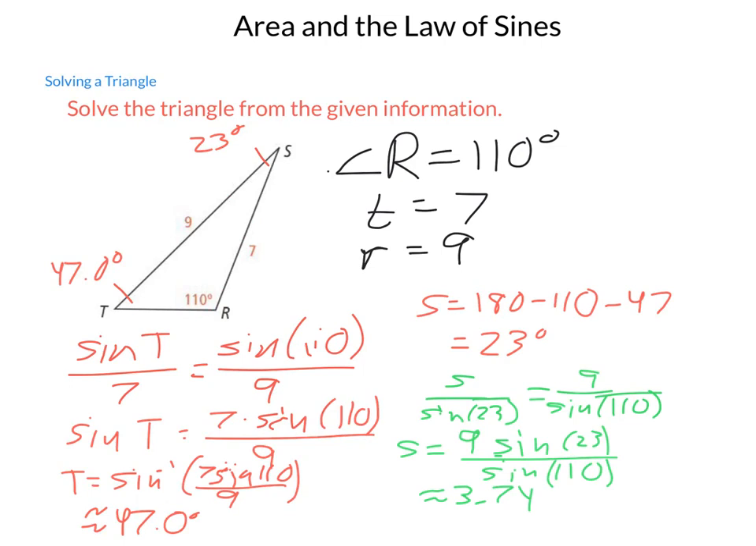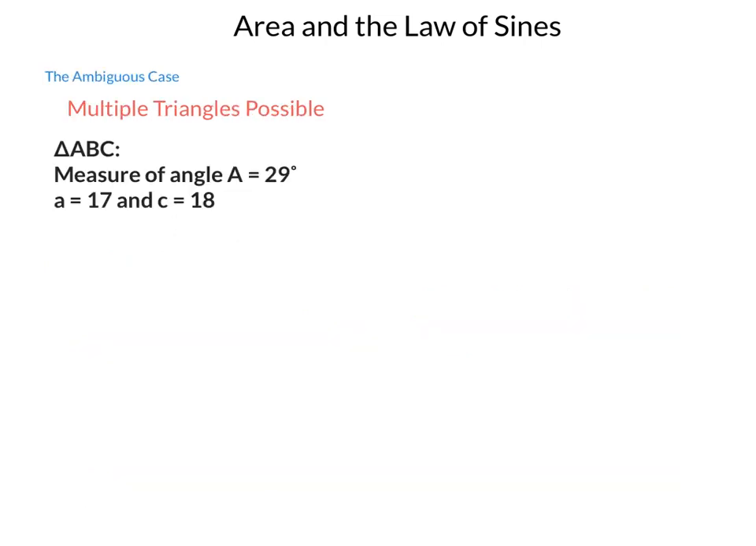Okay, let's take a look now at that ambiguous case and see what is happening with it, okay, and how to detect it. So multiple triangles are occasionally possible based off of our initial setup. Okay, so triangle ABC, we know the measurement of angle A is 29 degrees, side length A is 17, side length C is 18. So the first thing I'd be able to do, because I do have one opposite pair, is set up that ratio. Then I have this other side length, so I can solve for a missing angle.